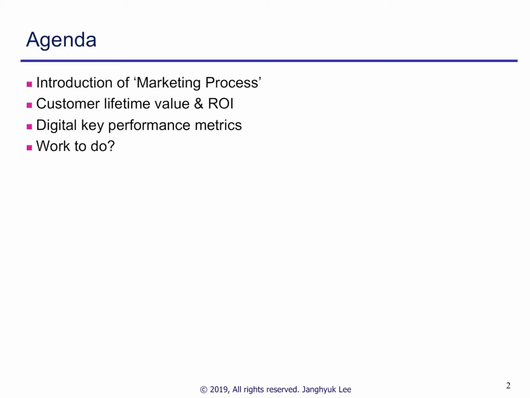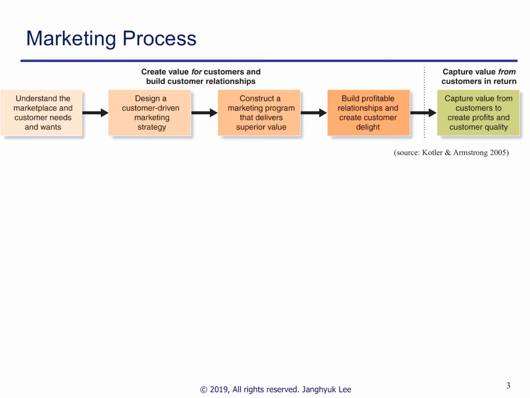Here it goes. First of all, I hope that many of you are familiar with this marketing process. This is a quite well-known notion about how marketing is prepared, executed and fed back. It's not really proposed, it's summarized by Professor Kotler and Armstrong. So in their book, 2005, they introduced this notion of the marketing process in 5 different stages. The first stage starts with understanding the marketplace and customer needs and wants.